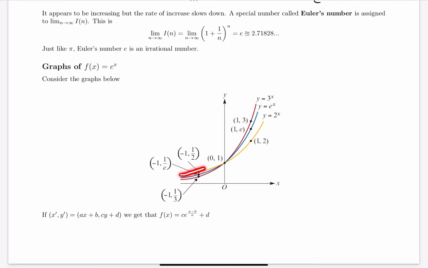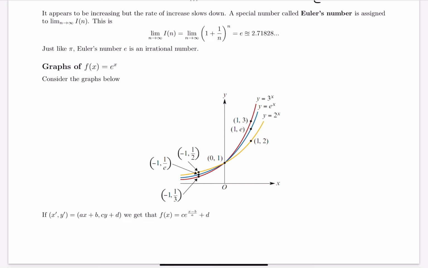This one is 2 to the x, the yellow one, and then this one is 3 to the x. You know that it has this kind of shape, and they all have this common point (0, 1), because any number to the power of 0 is 1, except if the number is 0. Okay, so e to the x is the blue one, and it lies between 3 to the x and 2 to the x, and that's kind of expected, right?